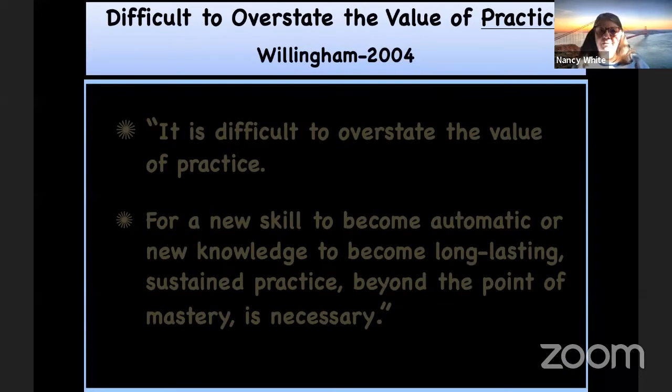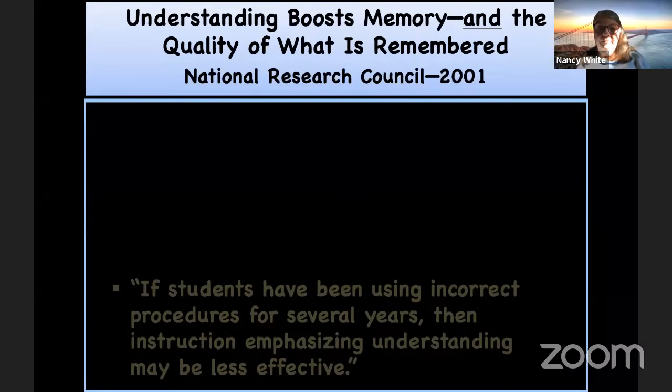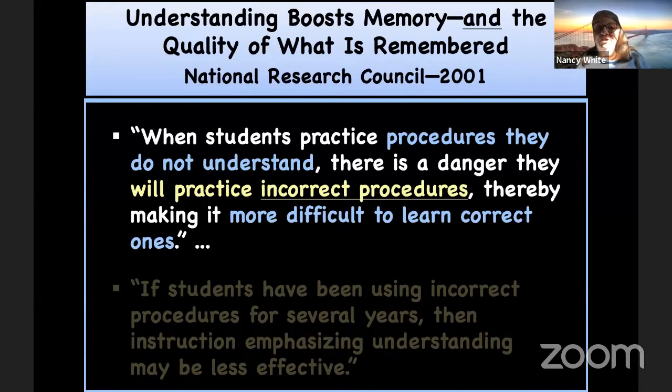This is for your pleasurable reading when I'm not here. Practice makes permanent, but that means that you want to be certain that what you practice is what you want to become permanent. When students practice procedures they do not understand, there's a danger they'll practice incorrect procedures, thereby making it more difficult to learn correct ones.